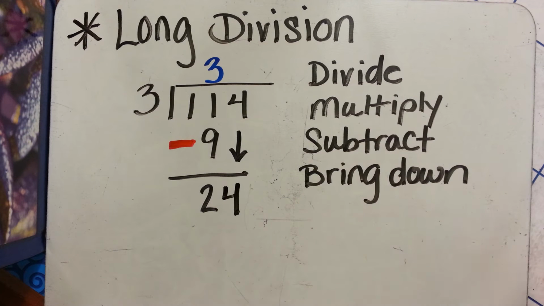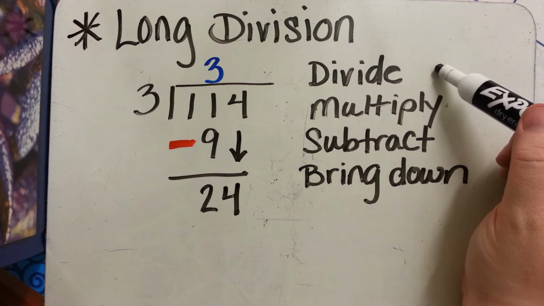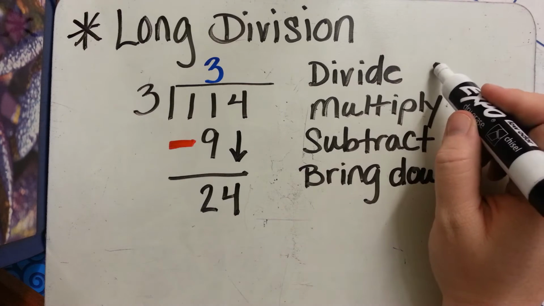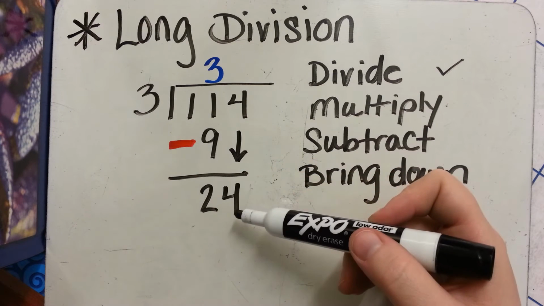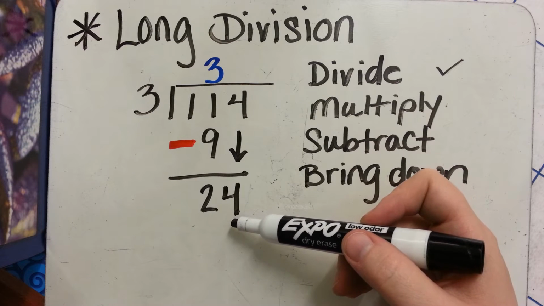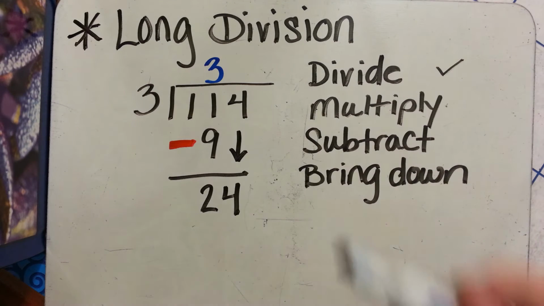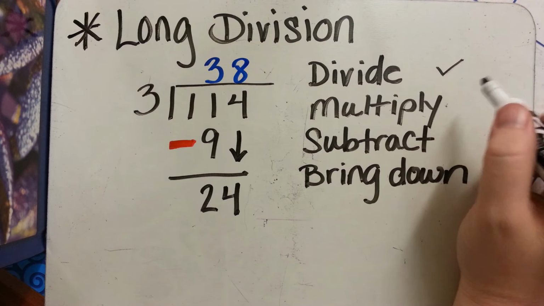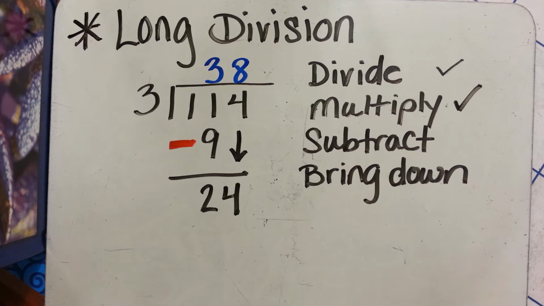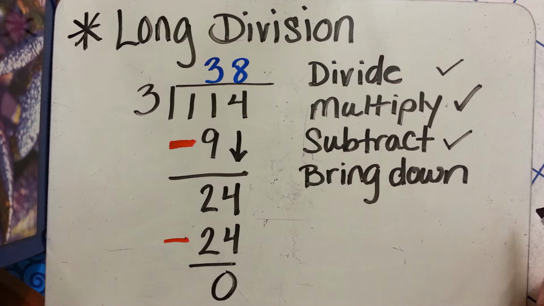Once I bring that down, the process basically starts over again. I go up here to divide, and I ask myself, how many times does 3 go into 24? 3 goes into 24 8 times. So I put my 8 up top here. Then I'm going to multiply again. 8 times 3 is 24. So I write that down and of course subtract. That's our next step. We're subtracting. That gives us 0. And then there's nothing left to bring down, so we're done here.